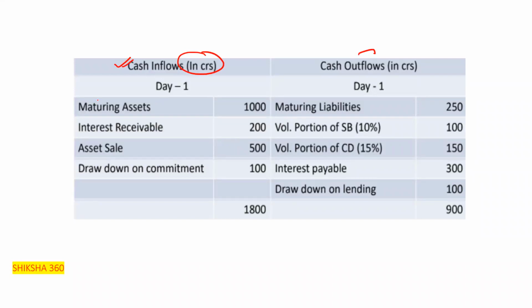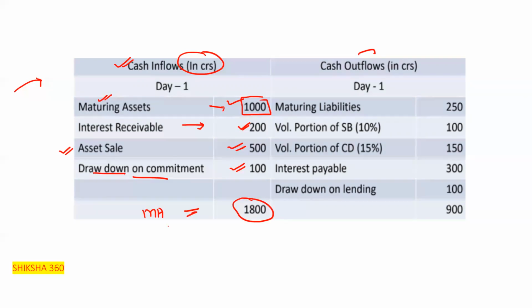So basically maturing assets. Here the maturing asset is rupees 100 crore. And interest receivable from the lending is rupees 200 crore. Also, we are selling some assets, so from that we are getting 500 crore, and drawdown on the commitment, we will get 100 crores. So overall, how much are we getting in maturing assets? 1800 crore. Maturing asset is 1800 crore.